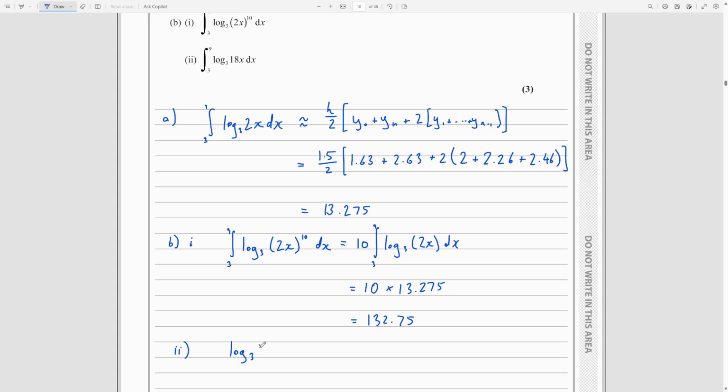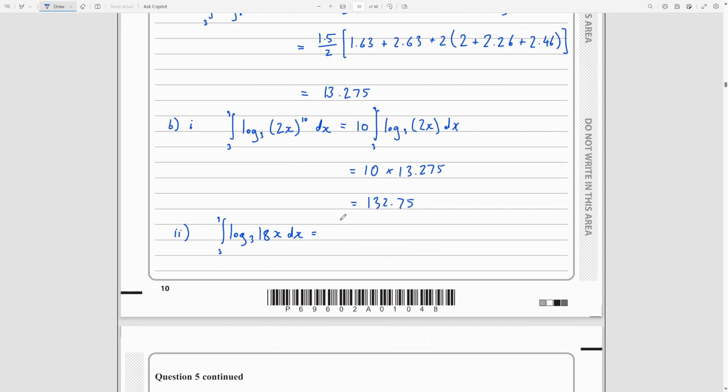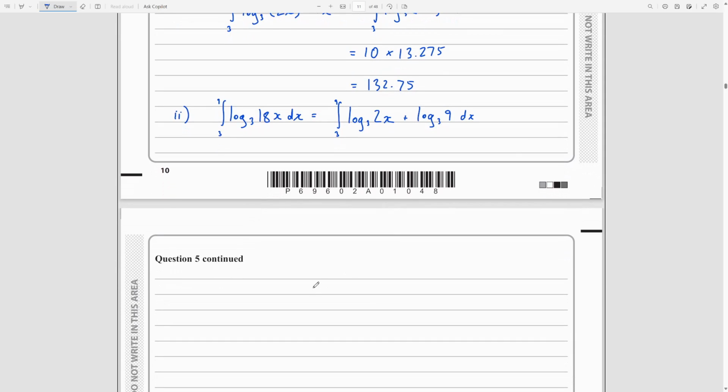For part 2, well, what's the connection here? Log base 3 of 18x between 3 and 9 again. Well, we can use a different log rule here. Now, we very much want to express that in terms of log base 3 of 2x, which is the thing we know about. So notice the log rule, the addition rule, says that's the same as log base 3 of 2x plus log base 3 of 9. Because remember, 2 logs added together, you can just multiply the subjects, giving you the 18x. So if we split this up now, we can say that's the integral from 3 to 9 of log base 3 of 2x, which is the thing we already know, plus the integral from 3 to 9 of, well, what is this? This is log base 3 of 9. Well, that's just 2, right? 3 squared is 9. So that's just simply the integral of 2.